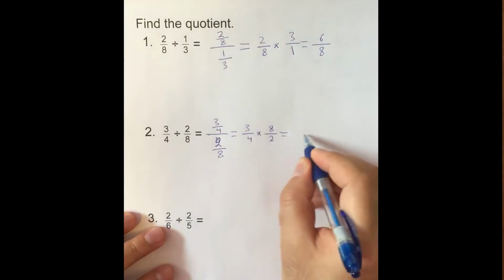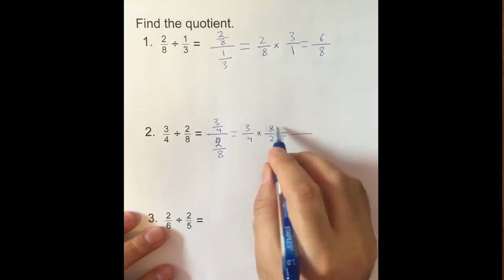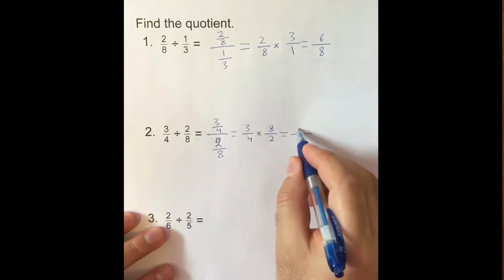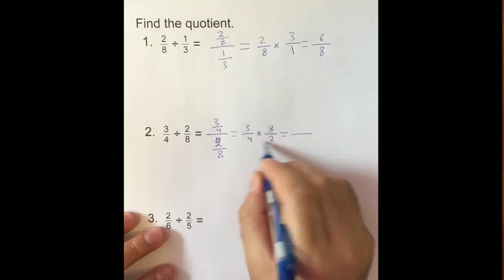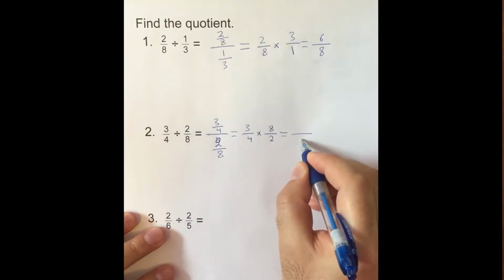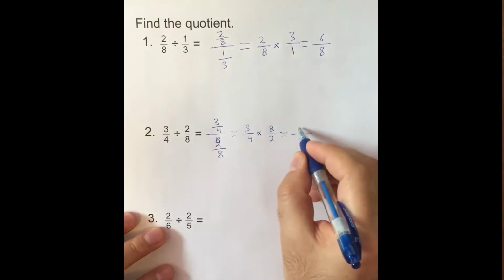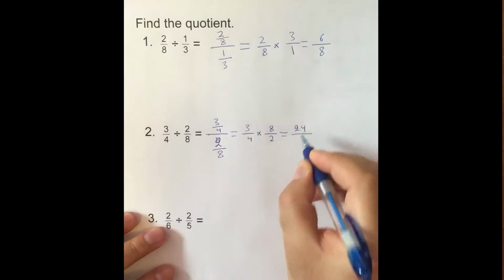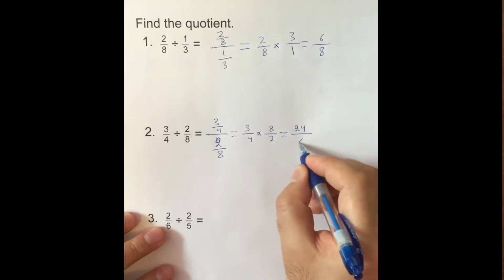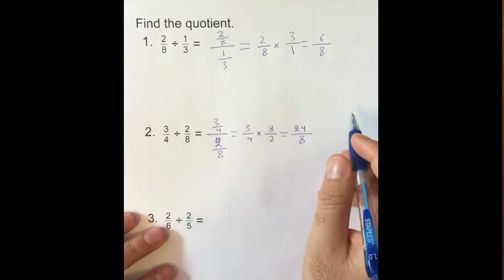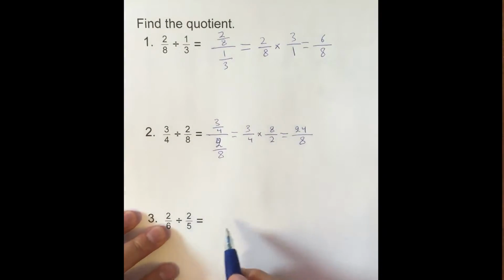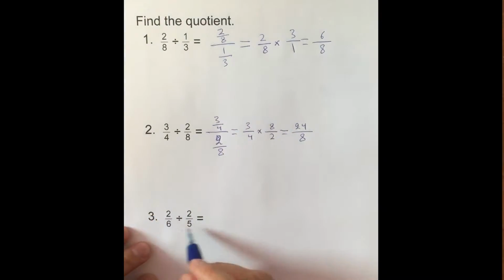So now all you have to do is just multiply the numerators and write it in the numerator, multiply the denominators and write it in the denominator. 3 times 8 is 24. 2 times 4 is 8. And that's it. Now we do this again.